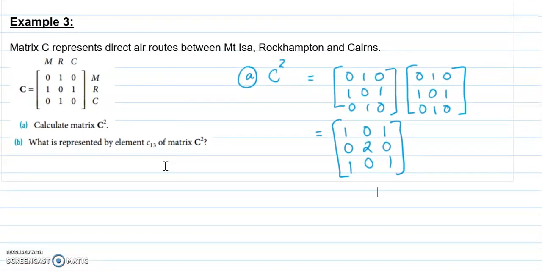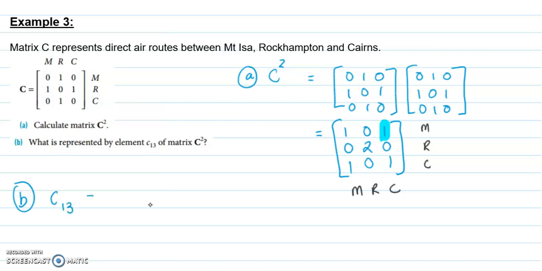Then the second question is asking what is represented by the element C13. So 13 means it's in row 1 and column 3. Okay, now if I just write down that these are between the three towns M, R, C over there and M, R, C over here. So we go to row 1, column 3, which is that. So let's just write that down. The element at that position is 1.